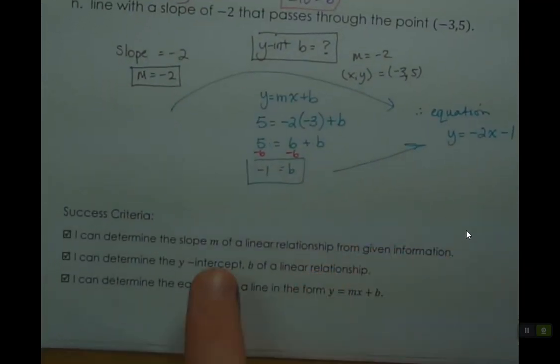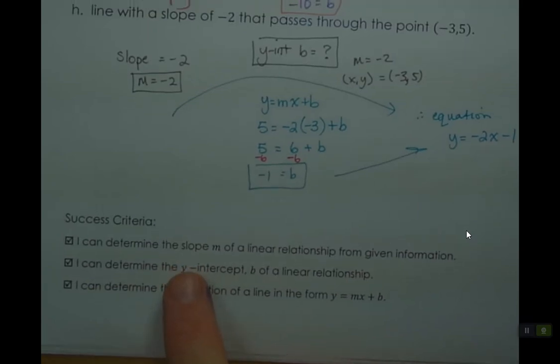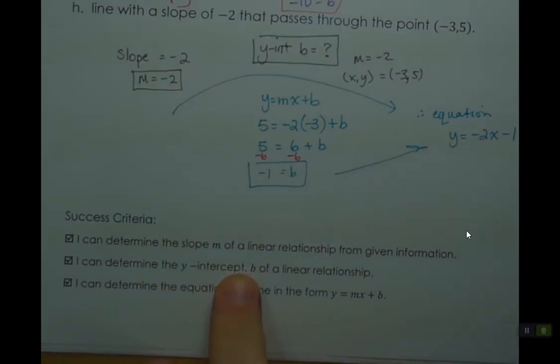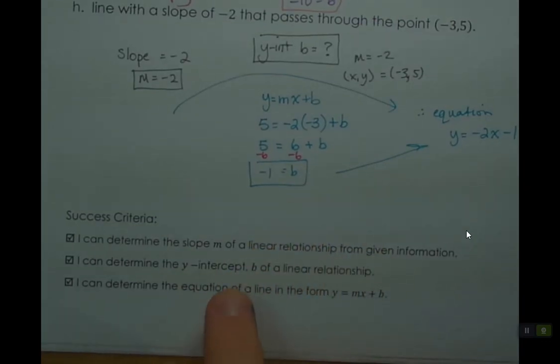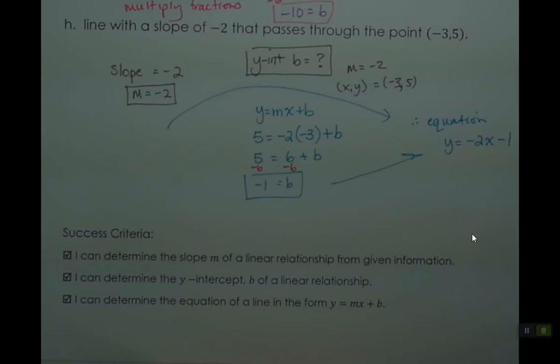Hopefully that helps. But this is what our goal was. Can I determine the slope of the equation? Can I determine the y-intercept of the linear relationship? And can I determine the equation? All those three things will help you with getting to the answer. All right, good luck.